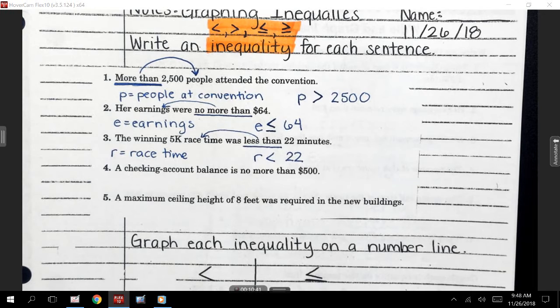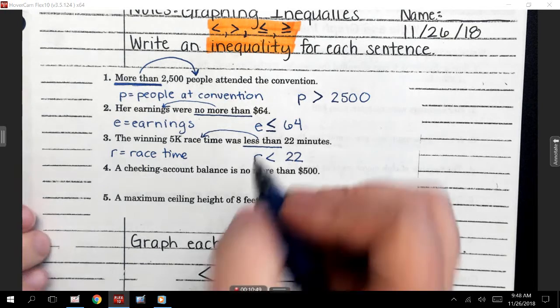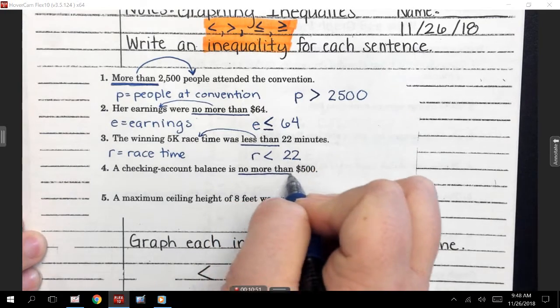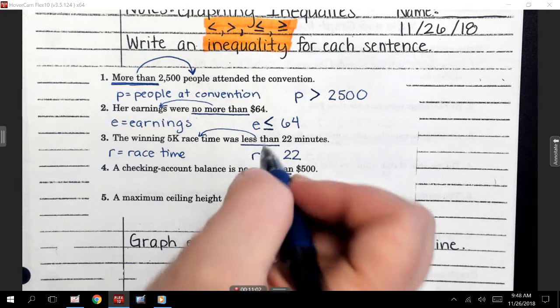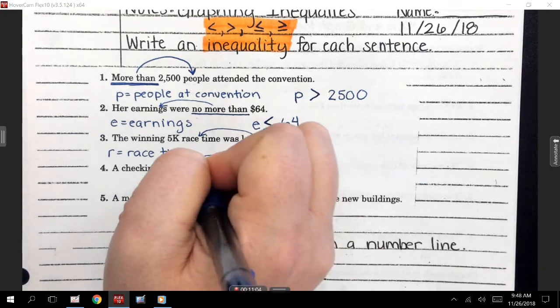A checking account balance is no more than $500. What words tell me if it's bigger or smaller? Aiden. No more than. Make sure we have that whole thing. And Michael, what is it that we're talking about that is no more than $500? The checking account balance.